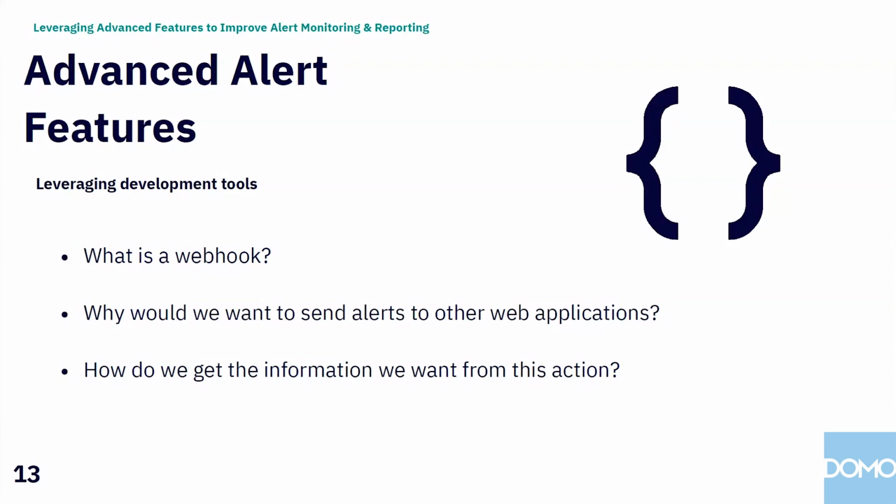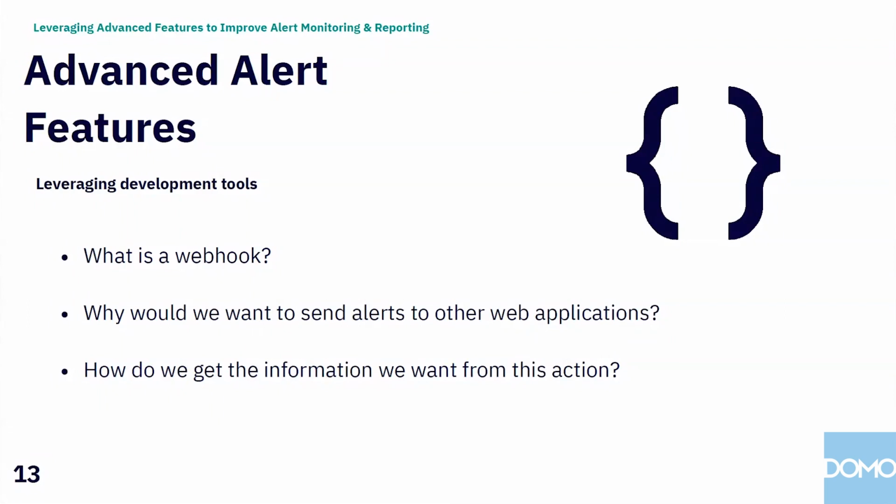What we're going to be looking at here is webhooks. Essentially, a webhook is a capability to transition data from one web application to another. So if you want Domo to share your alert data with any other tools, like communication tools or databases, things like that, you can make that happen within your alert.